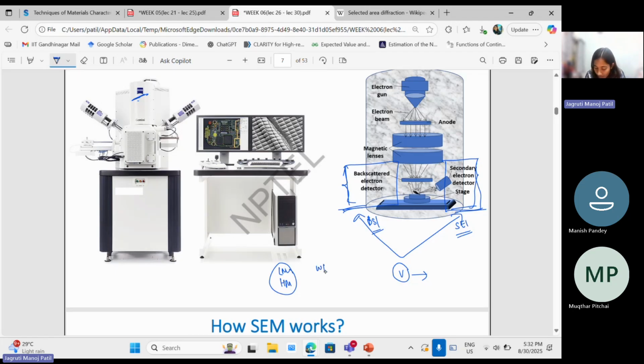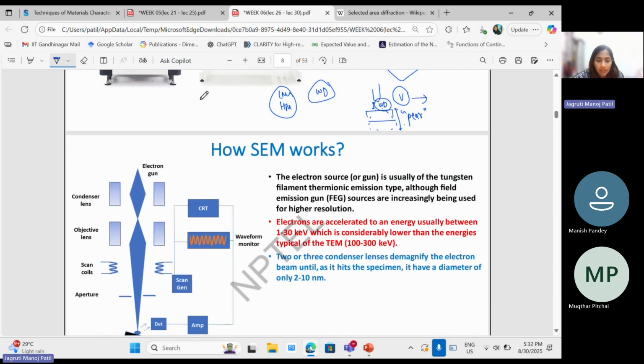Then you have something called WD, that is your working distance. If you have your specimen, you have your electron gun here. The working distance is the space in between your electron gun and your specimen, that will eventually tell you the size of the scattering sphere that's being made. We usually used to call it a sphere, a pear kind of shape. So that scattering sphere will also depend on the working distance. Okay, I hope the terms are okay here.